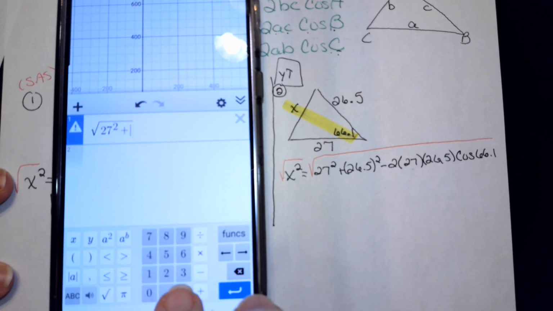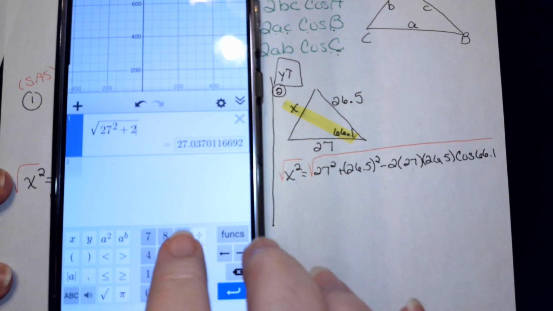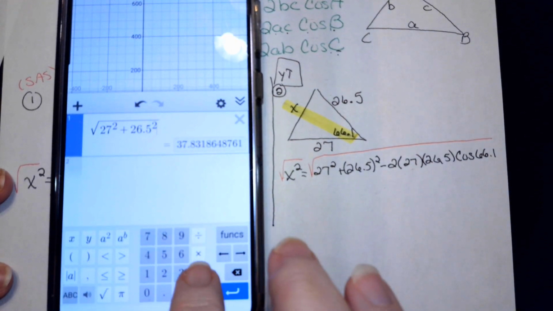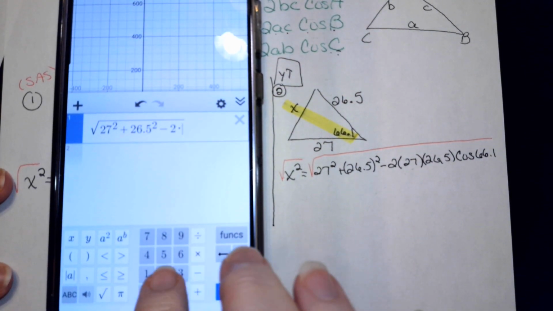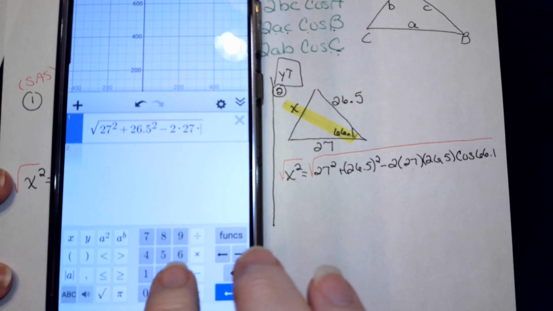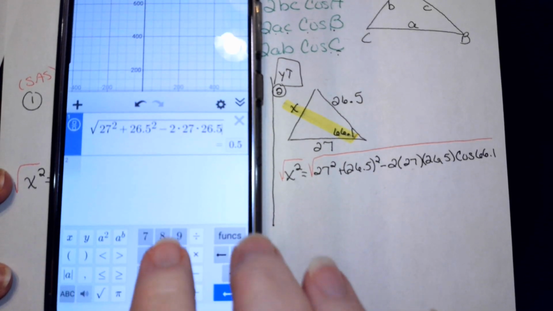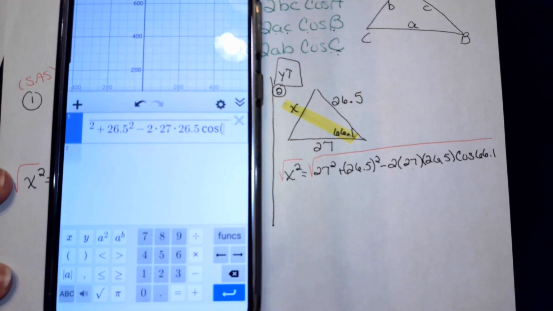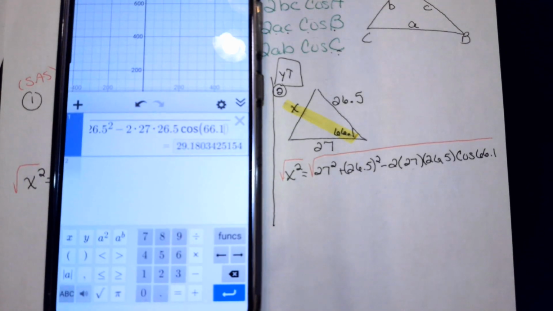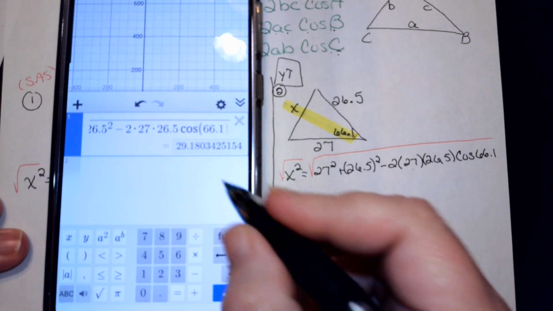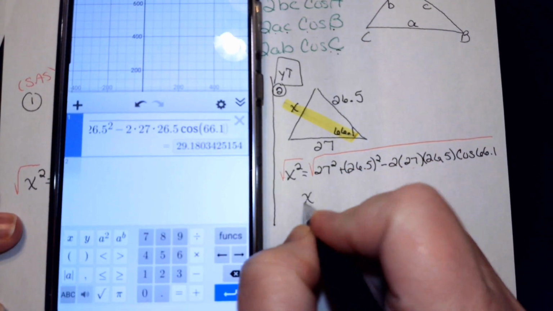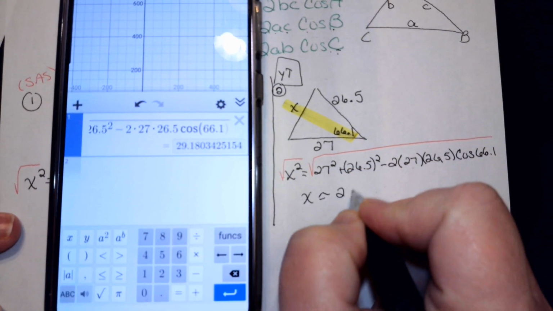So we'll come right here, square root of 27 squared plus 26.5 squared minus 2 times 27 times 26.5 times the cosine of 66.1. Alright, and here we can see, rounding it to the nearest tenths, we got x is approximately 29.2.